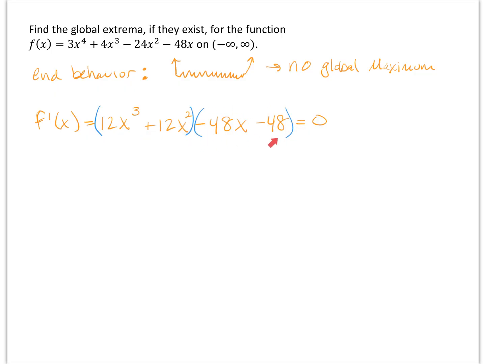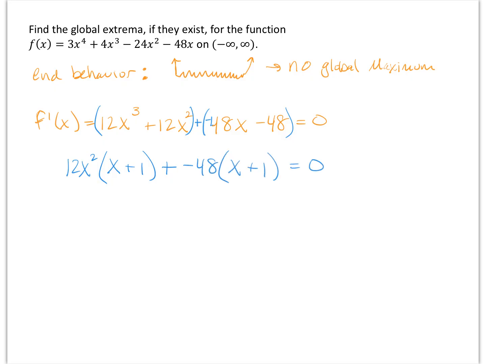In fact, to make that a little bit clearer, let's write this as plus negative 48. Okay, there we go. So in my first set of parentheses here, I can factor out a 12x squared. So I'm going to have 12x squared times x plus 1. And then in the second set of parentheses, I can factor out a negative 48. Negative 48 times x plus 1.